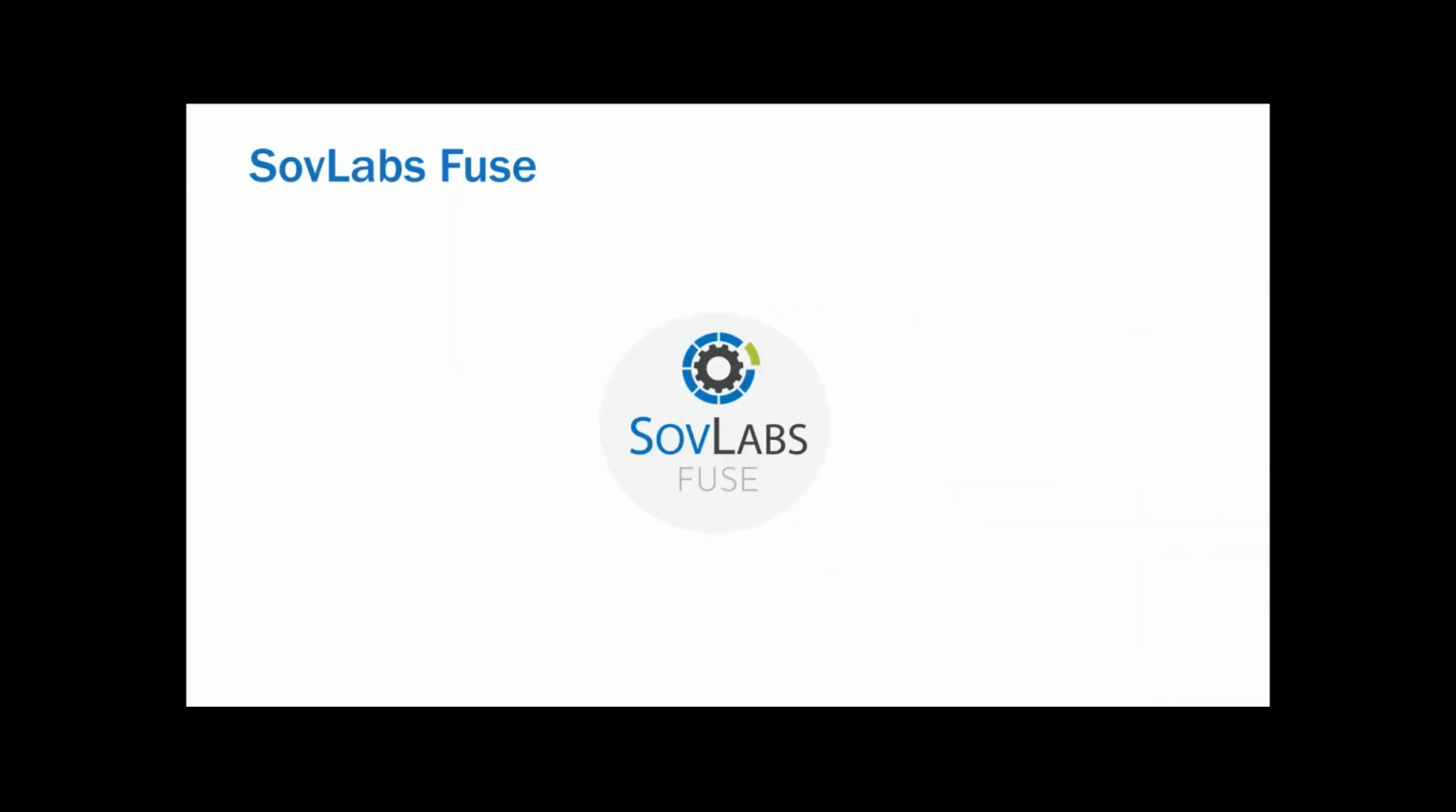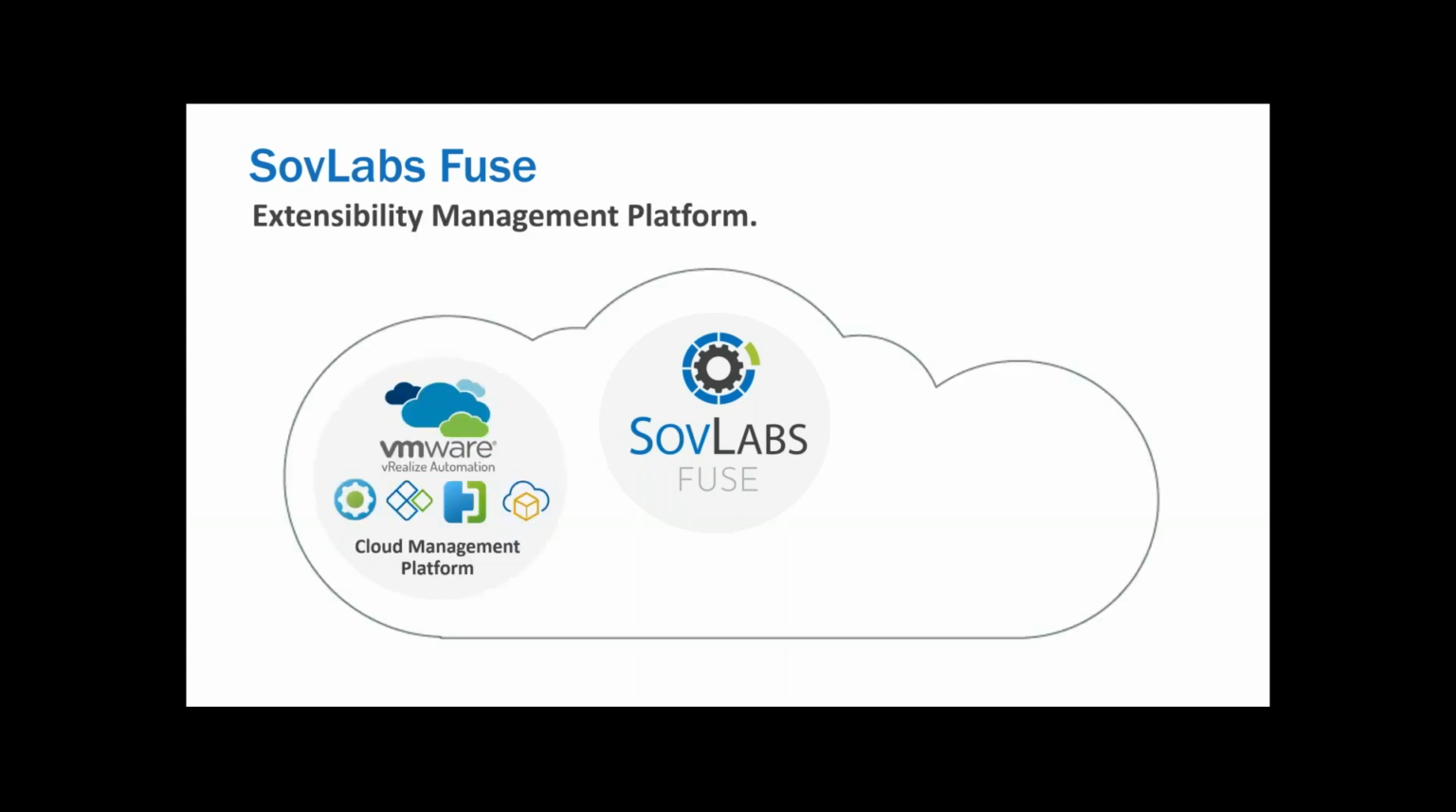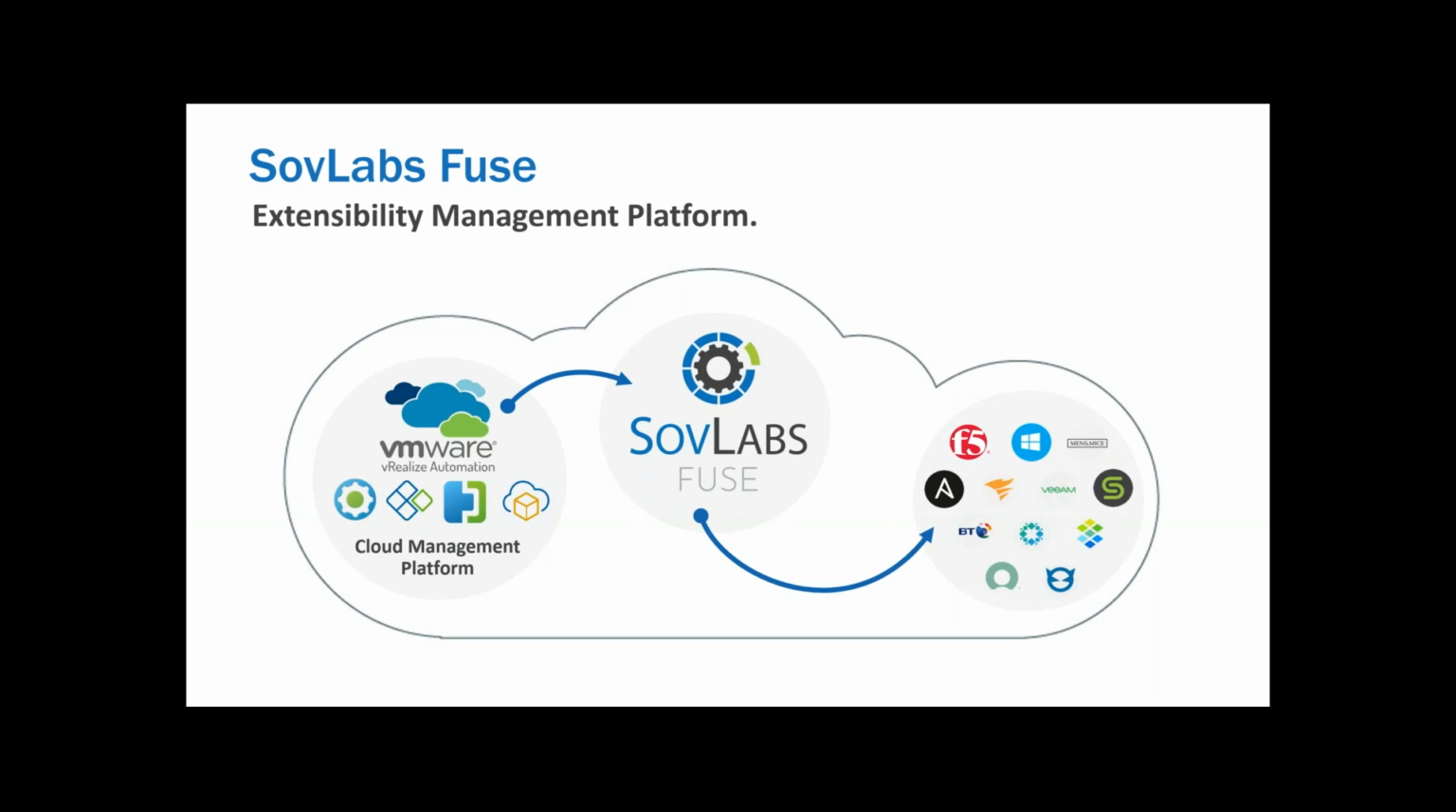So that's the premise of the next-gen SovLabs platform, which is our Fuse platform, which allows us to take things like the VMware Cloud Management platforms, whether it be vRA 7, 8, or vRealize Automation Cloud, connect that to the SovLabs Fuse platform, which then communicates to all of your integration points, becoming that sort of extensibility layer within your environment.